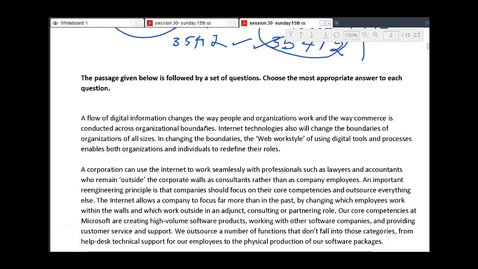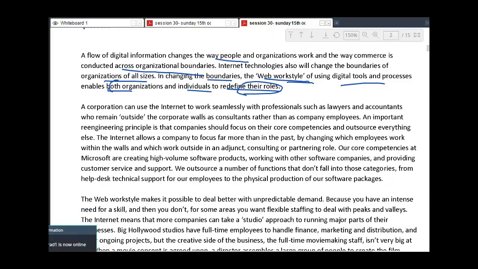A flow of digital information changes the way people and organizations work and the way commerce is conducted across organizational boundaries. Internet technologies also will change the boundaries of organizations of all sizes. In changing the boundaries, the web work style of using digital tools and processes enables both organizations and individuals to redefine their roles. So the author says basically that using the web work style of digital tools enables organizations to redefine their roles. So the first paragraph is pertaining to digital information and how the web work style with the help of the internet can be used to redefine roles, right? So this is the intro. I will go to the next one now.